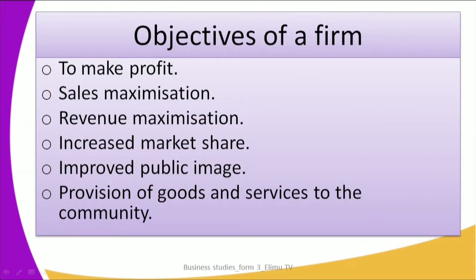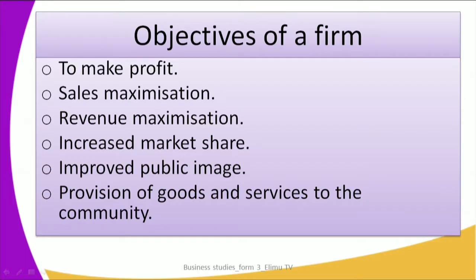So you find that we are saying that a farm is independent. Let's now look at the objectives of this farm. One of the main objectives of a farm is to make profit. Remember, anytime you are doing any type of business, you don't just do business for the sake of doing it. You do business to generate some income, that is in form of profit.